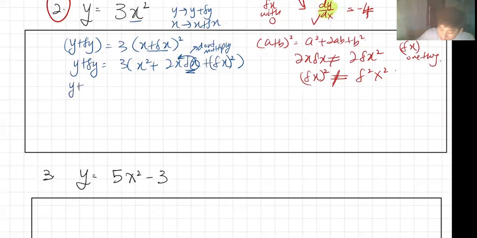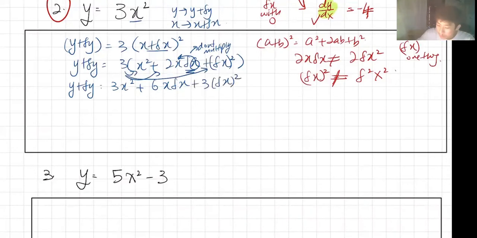Y plus delta y is equal to 3x squared plus 6x delta x. Basically, I multiply inside every term, plus 3 delta x squared. Okay, I just expanded everything.